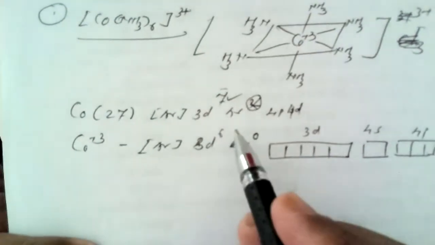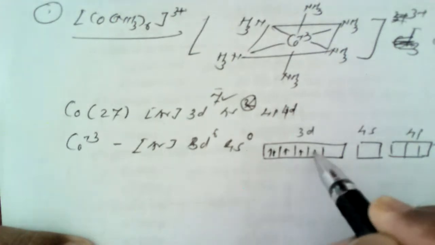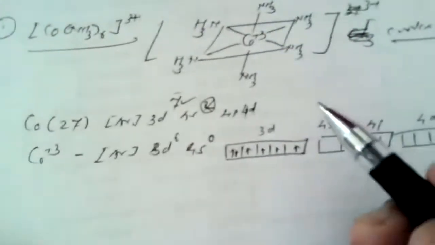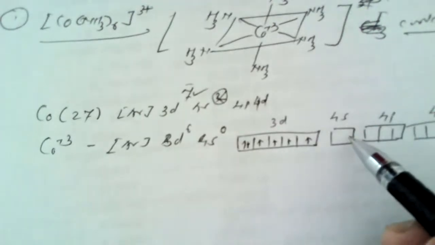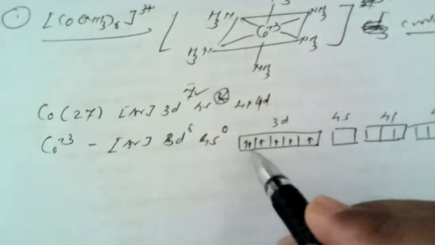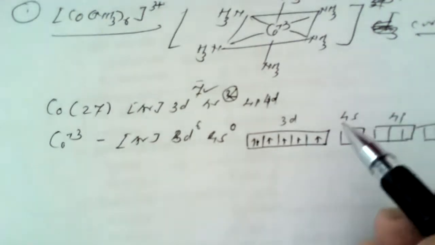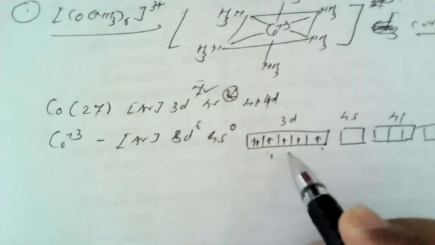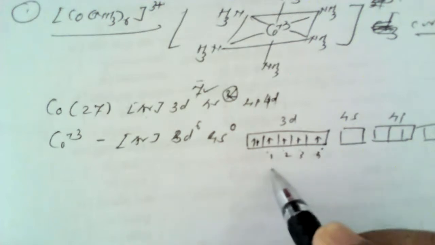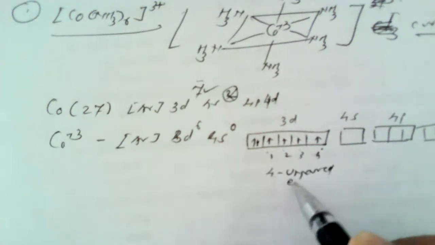Now, how can we show the d6 configuration? This is the d6 configuration of cobalt. Here, loss of 2 electrons from 4s has taken place, and one electron, that is d7, becomes d6. Now, here we can find that there are 1, 2, 3, and 4. There are 4 unpaired electrons.